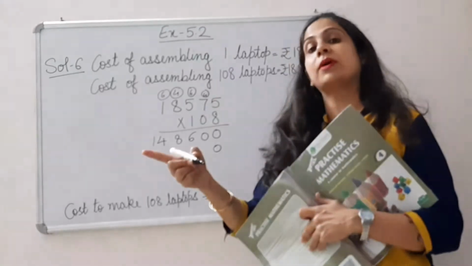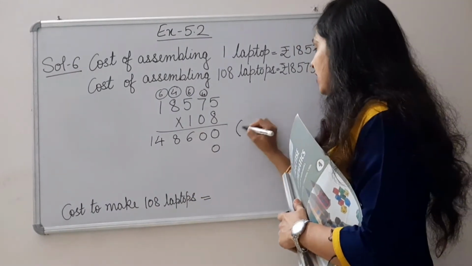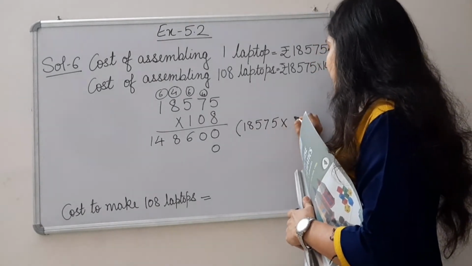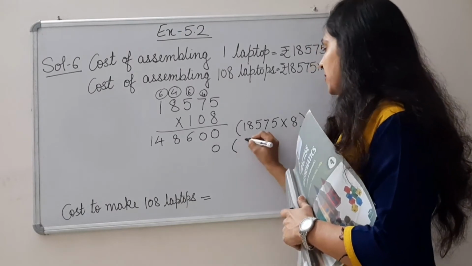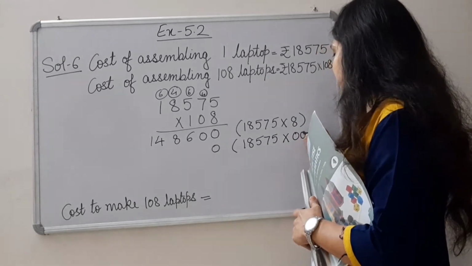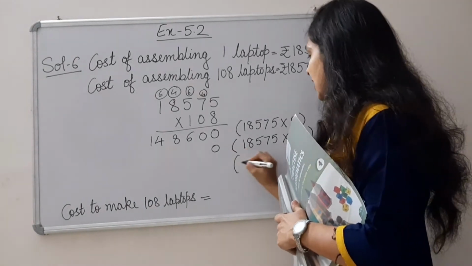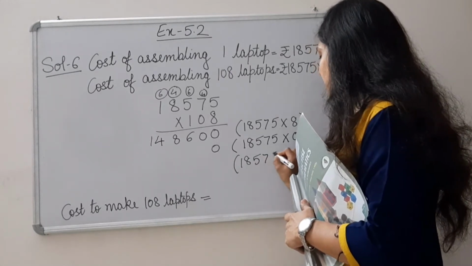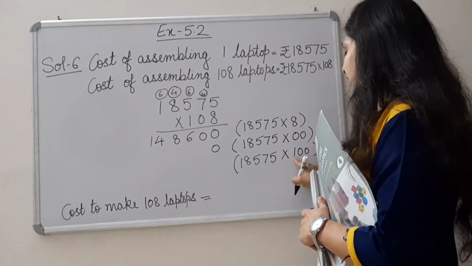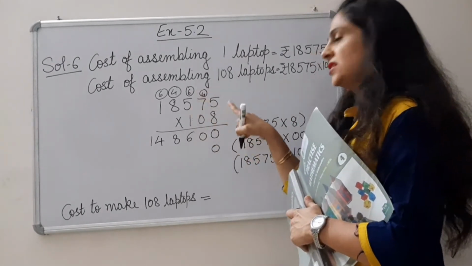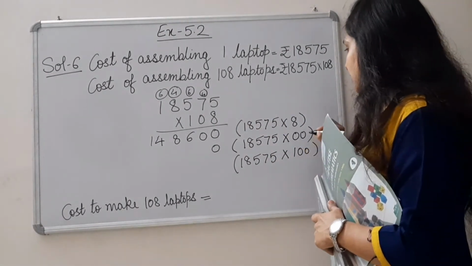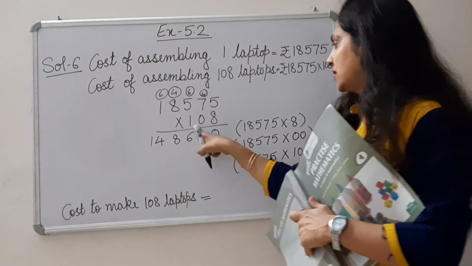As I told you in my previous videos also, in this step we have to multiply the multiplicand with the ones digit of the multiplier. In the second step, we have to multiply the multiplicand by the tens digit, that is 0. And in the last step, we have to multiply the multiplicand with the hundreds digit. Since it is at hundreds place, I will put 2 zeros over here. Fine. Now, let's do this step.